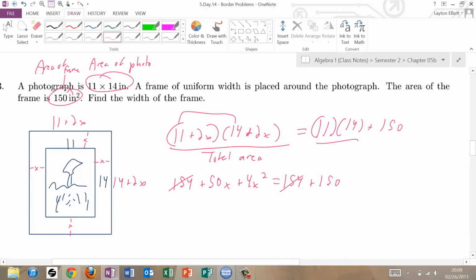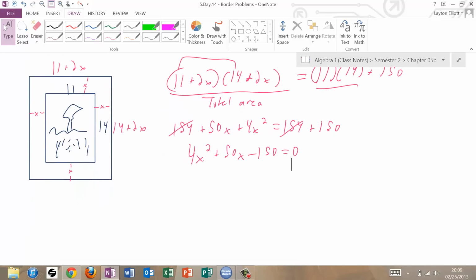Well, these go away because if I subtract 154 from both sides, that's gone. Move everything over to the left side, and I have 4x squared plus 50x minus 150 equals 0. I can't divide both sides by a 4, but I can divide both sides by a 2. 2x squared plus 25x minus 75 is equal to 0. That's factoring out a 2 and then dividing it by both sides to actually get rid of it.